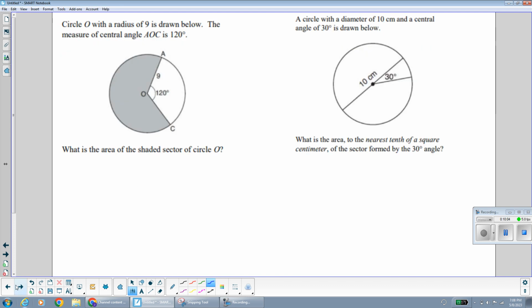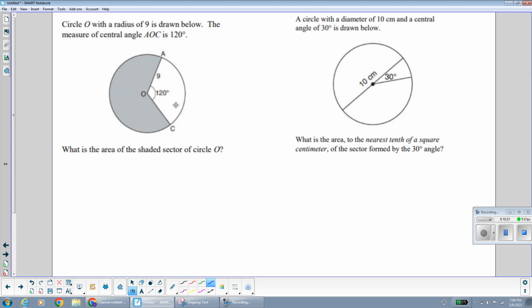Moving along, we're going to start talking about sector area. So sector area is really similar to arc length. Instead of finding the length of an arc, though, we're going to be finding the area of a slice of a circle, a sector of a circle.